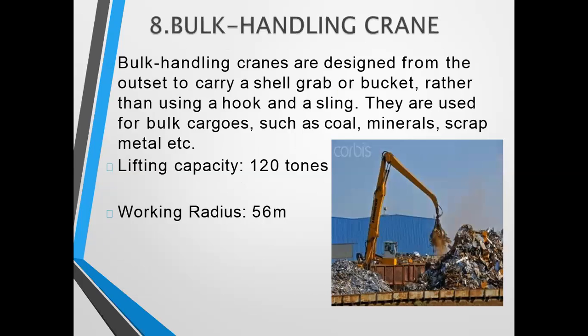The next type of crane is the bulk handling crane. Bulk handling cranes are designed from the outset to carry a clamshell grab or bucket rather than using a hook and a sling. They are used for bulk cargoes such as coal, minerals, scrap metals, etc. So this kind of crane is generally used in industrial areas, where the lifting capacity is 120 tons and the working radius is 56 meters.